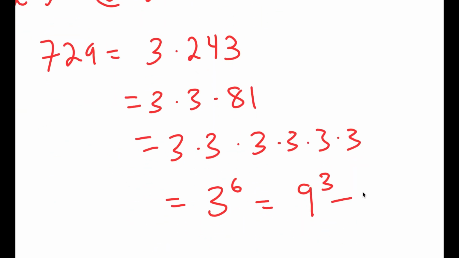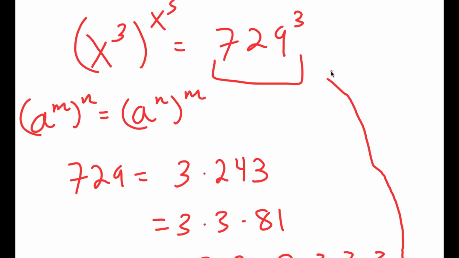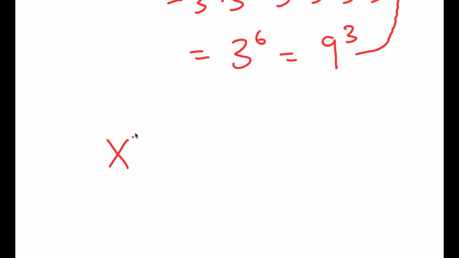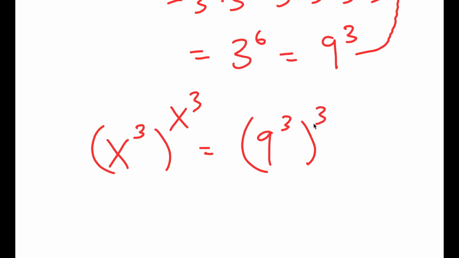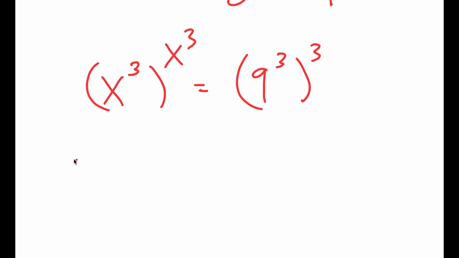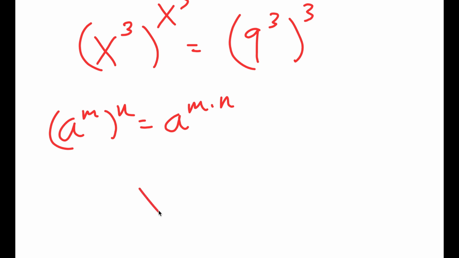So what I'm going to do is I'm going to replace 729 with 9 to the power of 3, and I'm going to tell you why in a second. So I get x to the power of 3 to the power of x to the power of 3 is equal to 9 to the power of 3 to the power of 3. And if I have something in the form a to the power of m to the power of n, this is equal to a to the power of m times n. So it's going to turn into x to the power of 3 to the power of x to the power of 3 is equal to 9 to the power of 9.